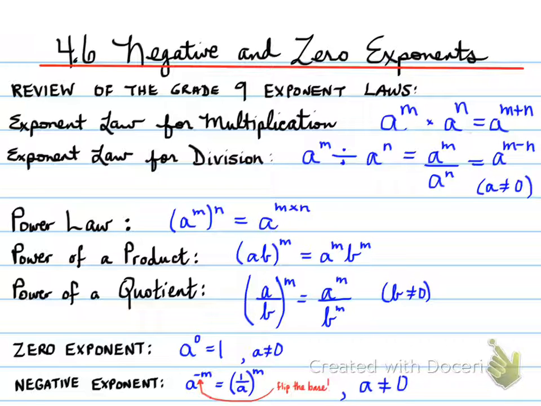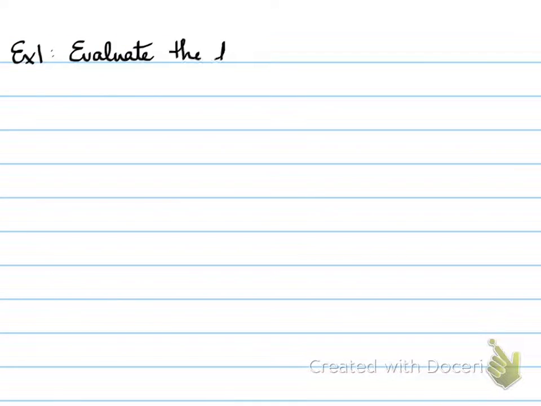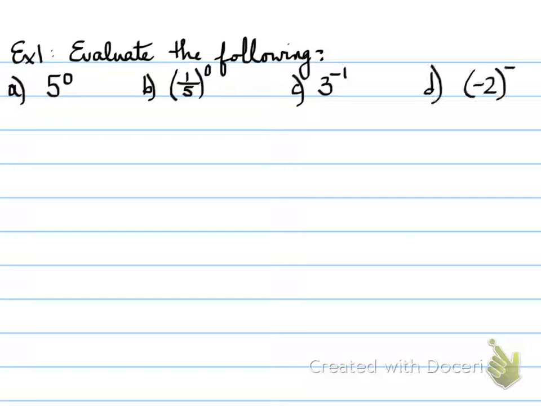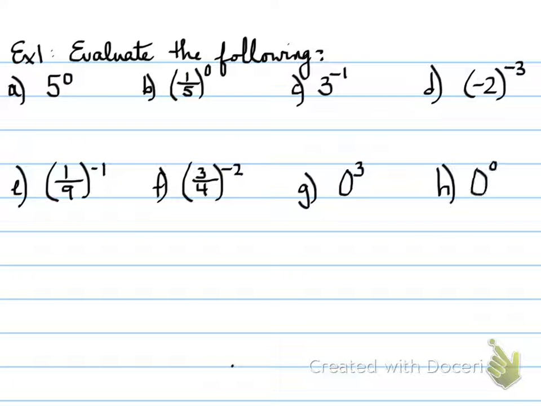Okay, now on to examples. Example 1, evaluate the following. So we have a bunch of different examples here that we're going to find the answer to. And let's go through them. Here we go. The first one, 5 is raised to the power 0. What's that answer? That's right, it's just 1. What about 1 over 5 to the power 0? That's right, the answer is still 1. Anything to the power 0, with the exception of 0, is 1.